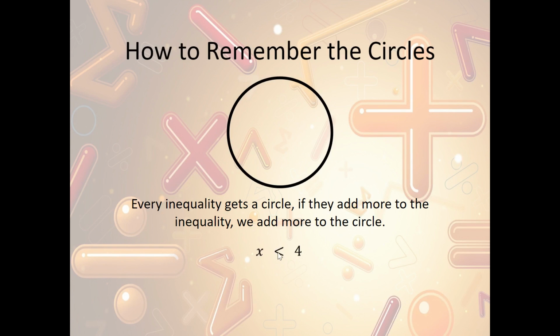Well, this is a basic one, so we start with a circle. If they don't add anything extra, meaning they don't add the bar underneath, then we leave it as it is and leave it as an open circle.